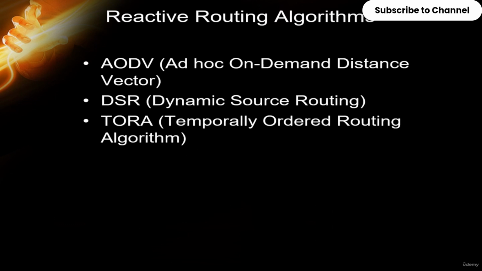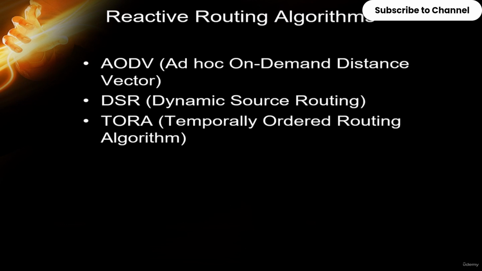Now we will see reactive routing algorithms. In reactive routing algorithms, the first algorithm is the ad hoc on-demand distance vector routing algorithm. This is the on-demand distance vector protocol. This algorithm maintains the route discovery process with the help of a basic set of two messages, that is route request and route reply.